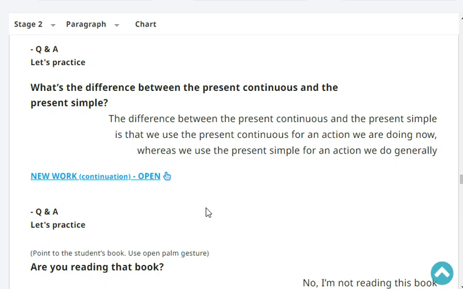For an action we are doing now, we use the present continuous. Whereas we use the present simple for an action we do generally. Very good.